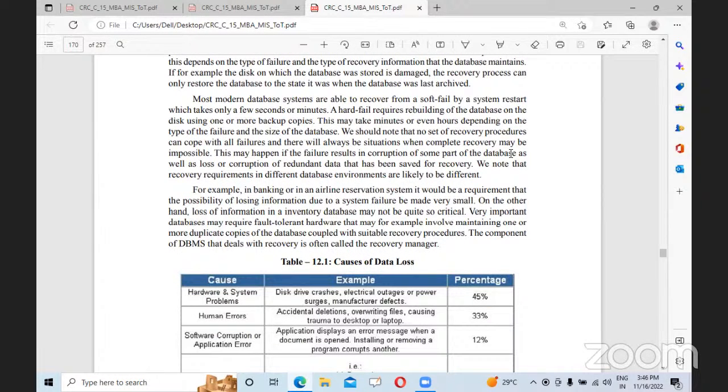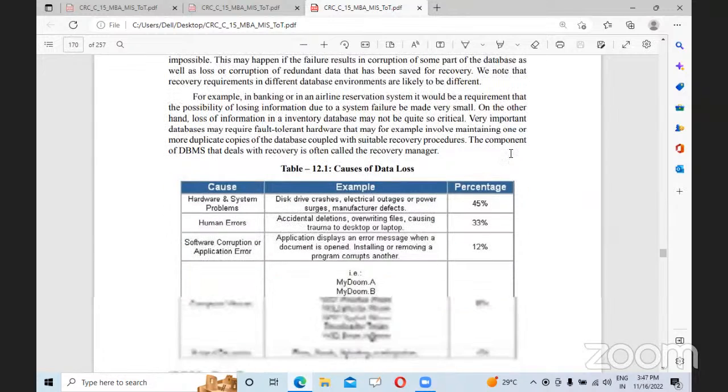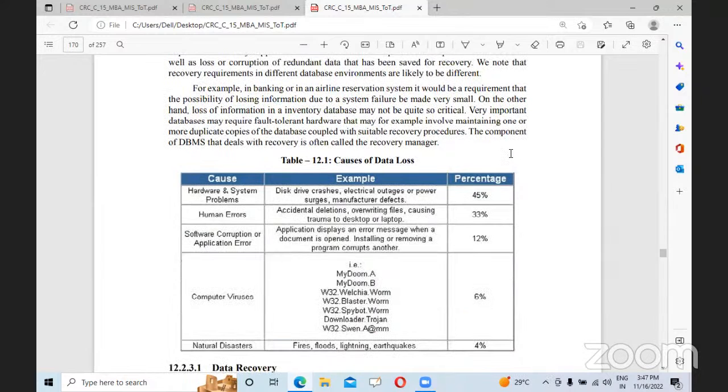We note that recovery requirements in different database environments are likely to be different. For example, in banking or in an airline reservation system, it would be a requirement that the possibility of losing information due to a system failure be made very small. On the other hand, loss of information in an inventory database may not be quite so critical. Very important databases may require fault-tolerant hardware that may, for example, involve maintaining one or more duplicate copies of the database coupled with suitable recovery procedures. The component of a DBMS that deals with recovery is often called the recovery manager.